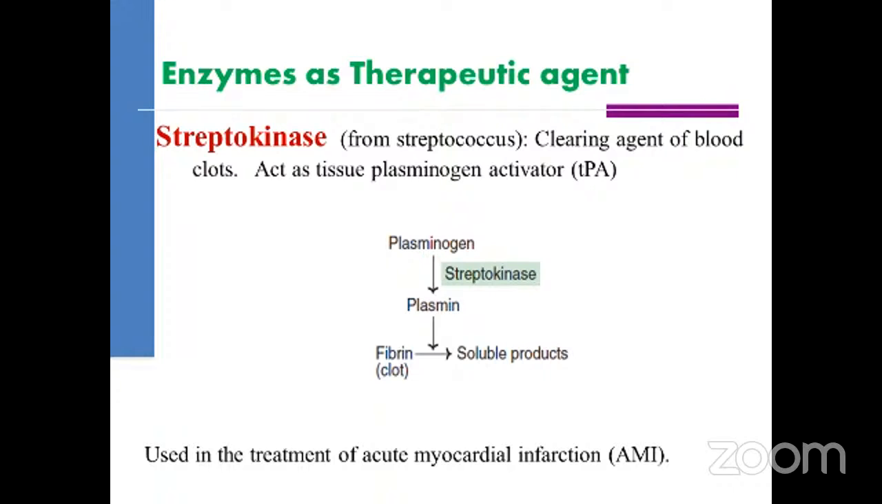So, what is the function of this streptokinase? Streptokinase converts the plasminogen to plasmin. This plasmin converts the fibrin clot to soluble products. Soluble products are easily excreted. So this enzyme, in the form of a drug, is used in myocardial infarction to clear the small clots formed in the small blood vessels which supply the heart.